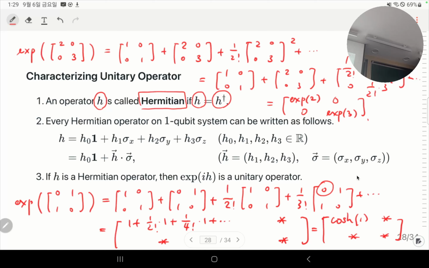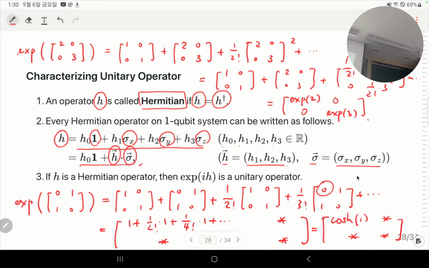And every Hermitian operator can be written as follows. If H is a Hermitian operator, which means that it's the same as its dagger, then it's always a linear combination of the identity operator, Pauli X, Pauli Y, and Pauli Z. Here, H0, 1, 2, 3 are all real numbers. Not complex. Okay, so be careful in this case. And it can be written in terms of H vector times sigma. So H vector is the three-dimensional vector of real numbers, and sigma vector is the three-dimensional vector of Pauli sigma. Okay, you can just think about this as a symbolic expression just to shorten this long linear transformation into a shorter expression.